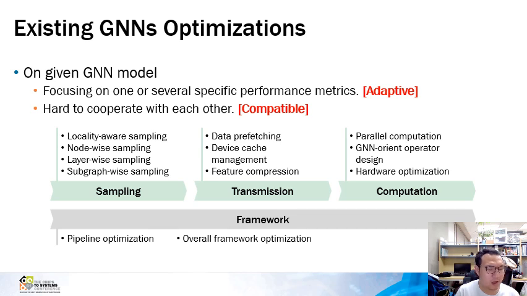About computation, there are parallel computation optimizations which take divide and conquer and some other parallel methods. For instance, works like fusion design and GNN-oriented operators greatly enhance the performance of GNN on GPU. Finally, there are framework optimizations that explore pipeline optimization, such as Science. They consider the training process as a whole, and they optimize the training from a higher view.